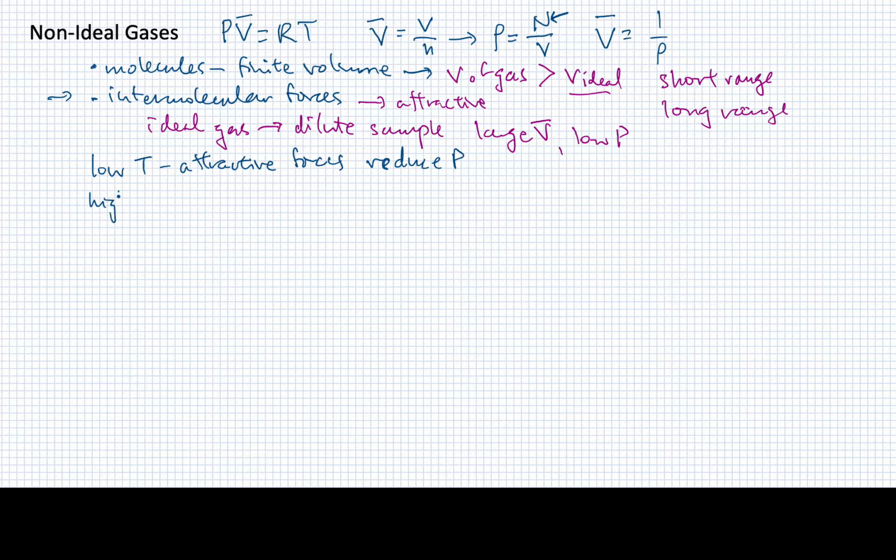If we're at high temperature, what happens then? Well, the molecules are moving faster, and so the attractive forces don't do as much. They may deflect the particles a little bit, but they don't have as big an effect. What tends to happen is the repulsive forces become the more dominant one. That is to say, we're going to see more of the exaggeration of the volume in the case when we have higher T.